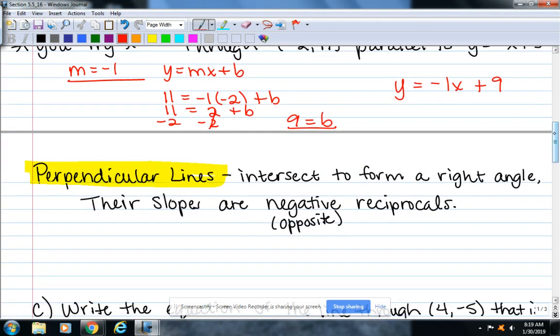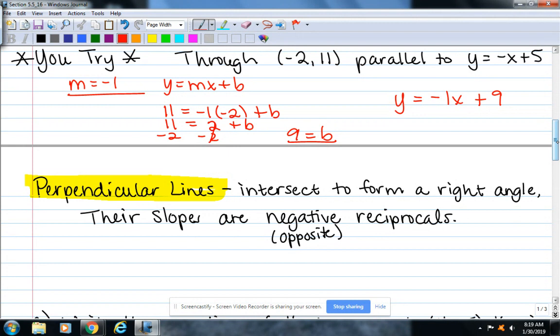Now let's talk about perpendicular. Perpendicular lines. Do they intersect? Yes. But all lines intersect. Y'all listen to me, seriously. All lines will intersect eventually as long as they're not parallel. Okay? Every line will eventually intersect except for parallel lines. So any lines that have different slopes will eventually intersect each other.